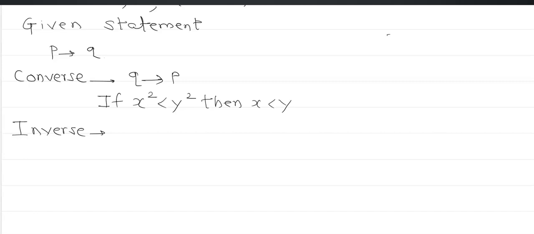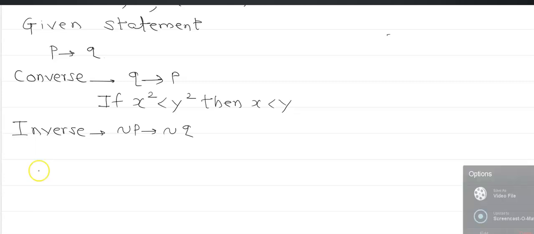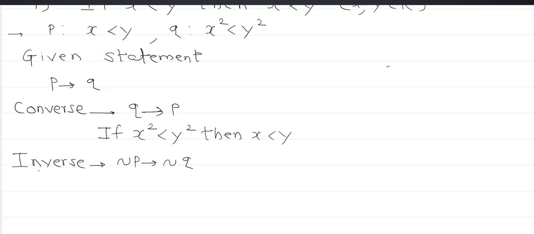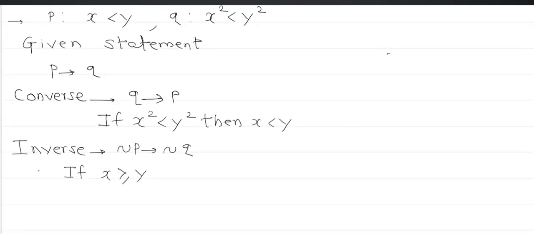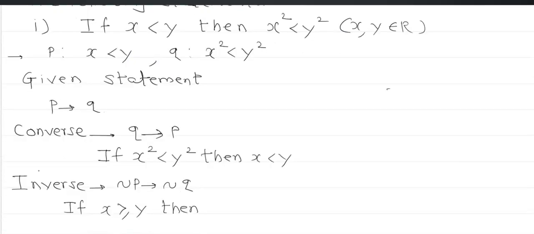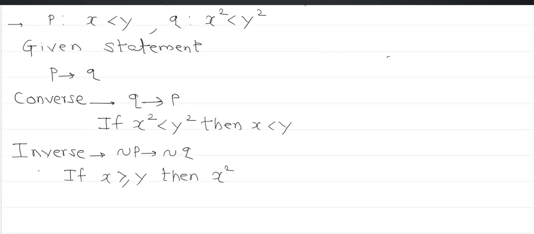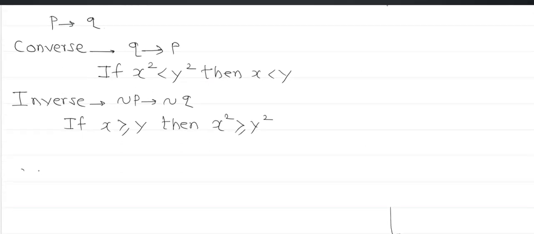Inverse, that is the negation of the given statement. We always define the inverse as the negation of the given statement. What is the given statement? P implies Q. Its negation, therefore, is: if x is greater than or equal to y, then x square is also greater than or equal to y square.